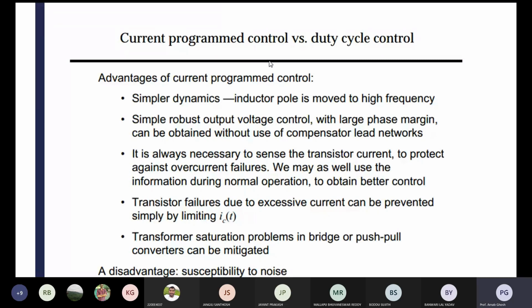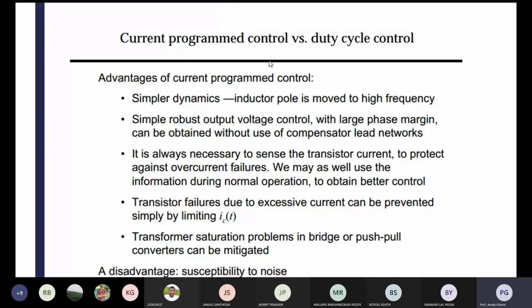The transformer saturation problem in the bridge or push-pull converter can be mitigated. Basically, if you make a current limit in your system, that problem will be solved. What type of problem? The saturation problem. Since that amount of current will not flow through the circuit, the saturation problem will be reduced.